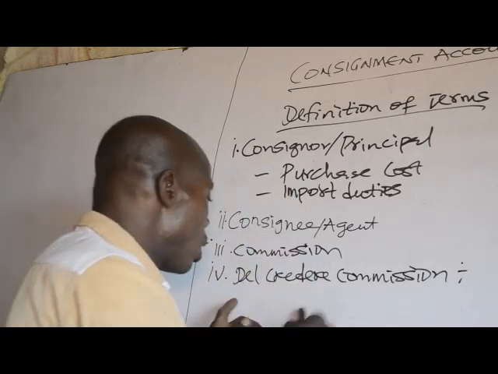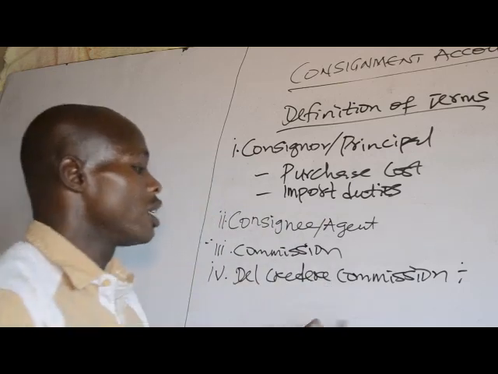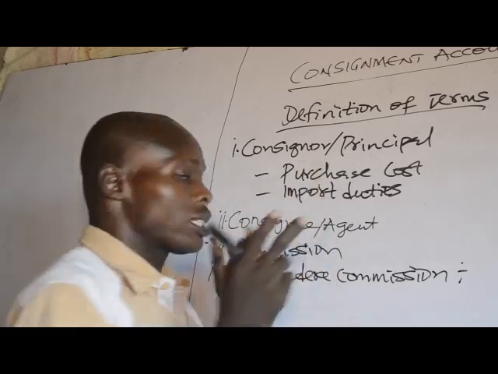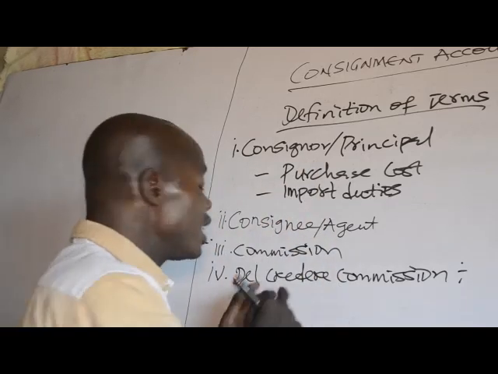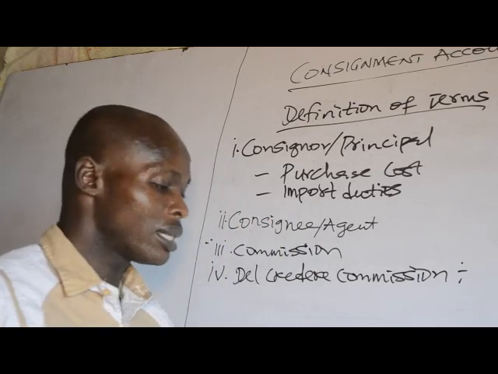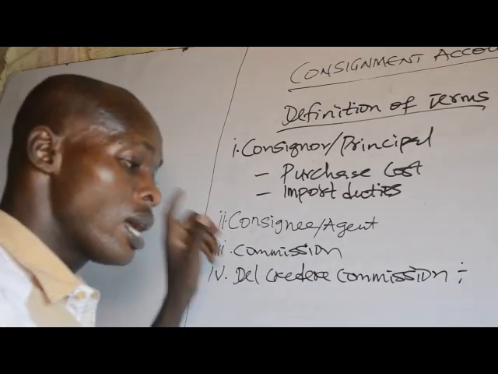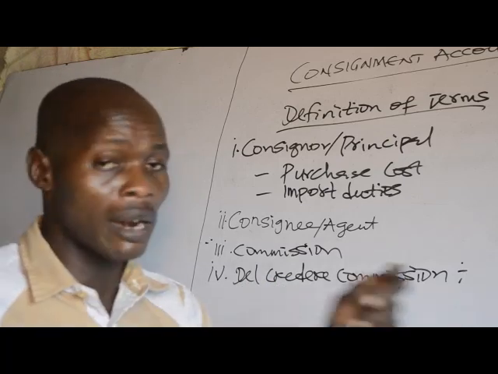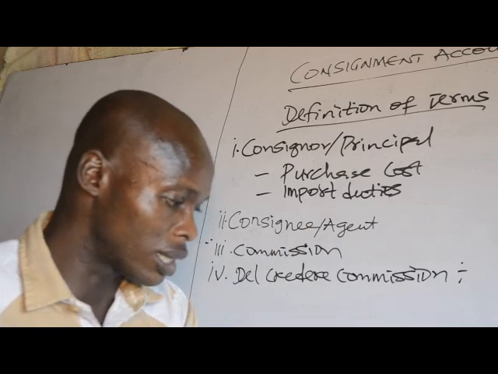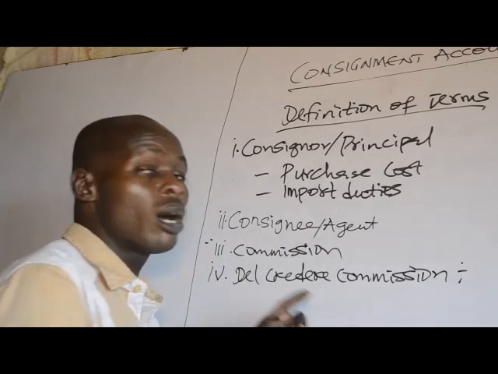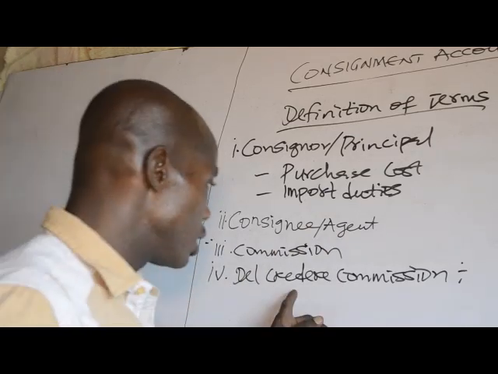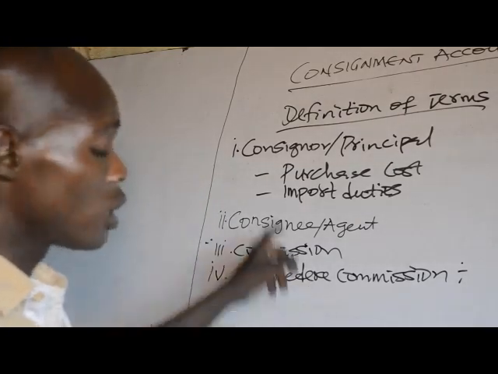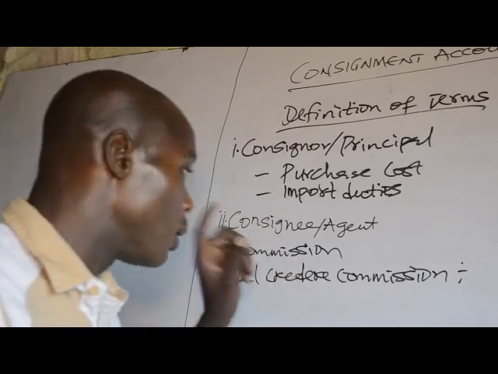The extra commission, or the additional commission given to an agent who agrees to bear the burdens that arise from the sales made by him, is said to be del credere commission. I've told you that if you look at my definition, del credere commission arises from credit sales. That means it will be calculated on the credit sales, not on the total sales.